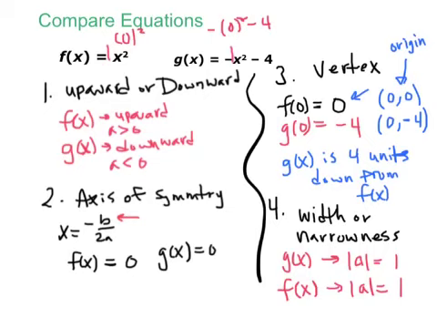So we want to look at upward, downward. We want to look at the axis of symmetry, the location of the vertex as far as translation up or down, and the width or narrowness of the graph. And we can tell that by the absolute value of a. Remember, if it's greater than 1, it is narrower, and if it's less than 1, it's wider.